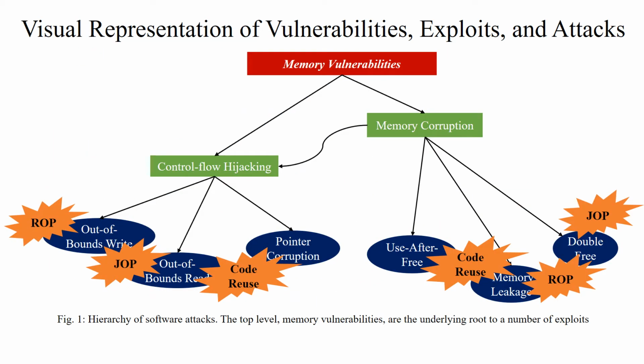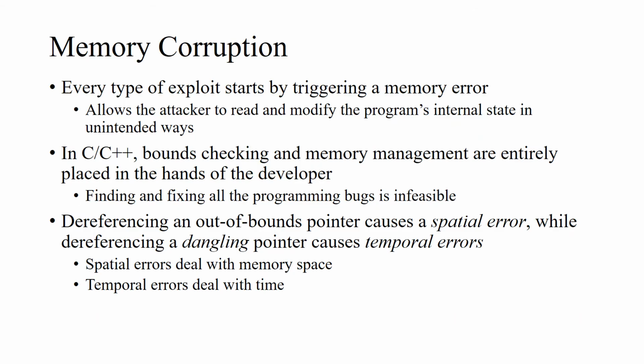Here is the hierarchy of software attacks. Beginning at the bottom, the attack types and the exploits they cause are closely intertwined with each other. The next level shows two taxonomies which these exploits fall under, either control flow hijacking or memory corruption. At the top level, memory vulnerabilities stand as the reason why these exploits and attacks exist.